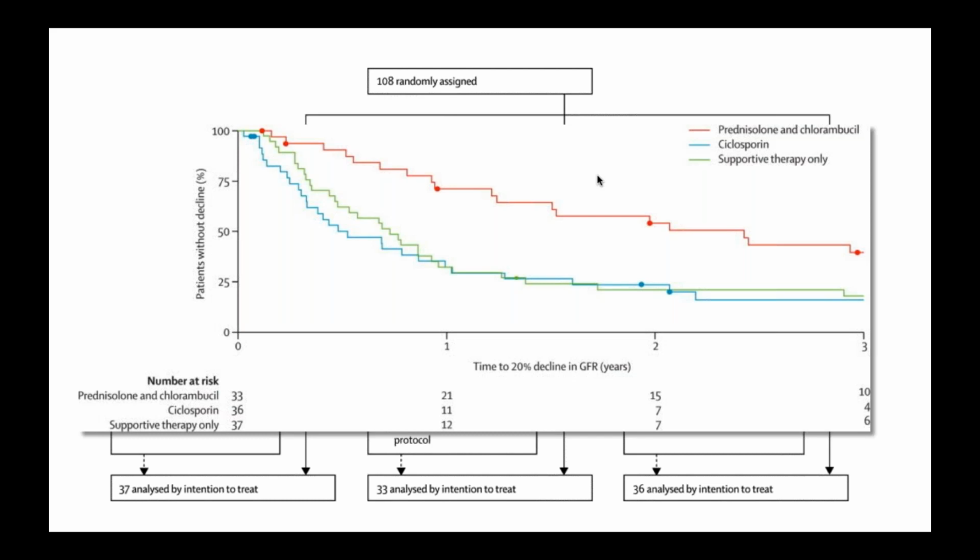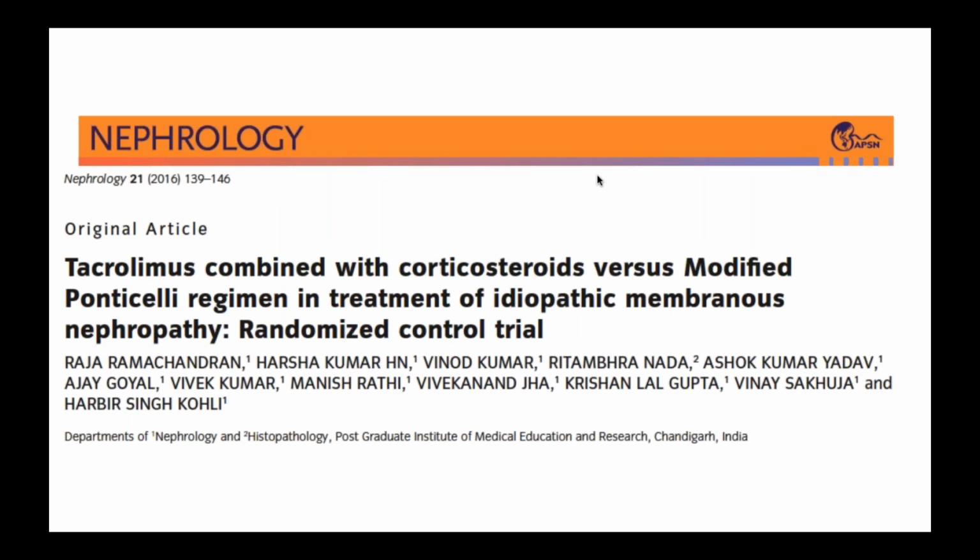Now, by this time, the use of calcineurin inhibitors was growing especially in North America, and subsequently from different parts of the world, data on use of calcineurin inhibitors came along, and our group, led by Dr. Raja Ramachandran from PGI Chandigarh, actually was one of the first ones to make this comparison. So this paper was published in 2016, where tacrolimus combined with corticosteroids was compared with modified Ponticelli regimen.